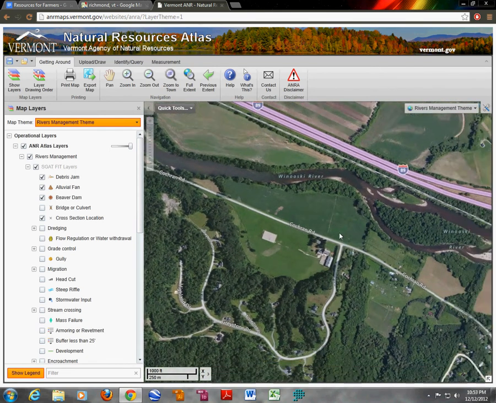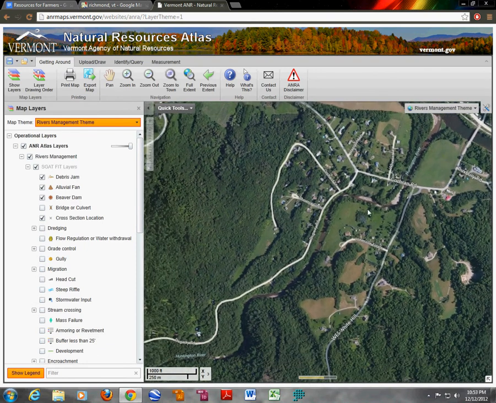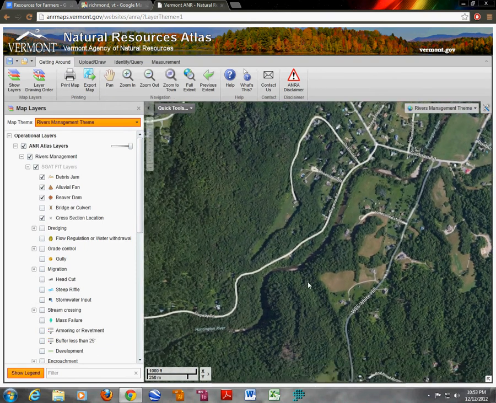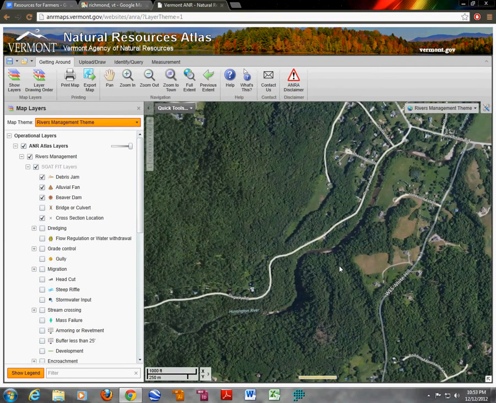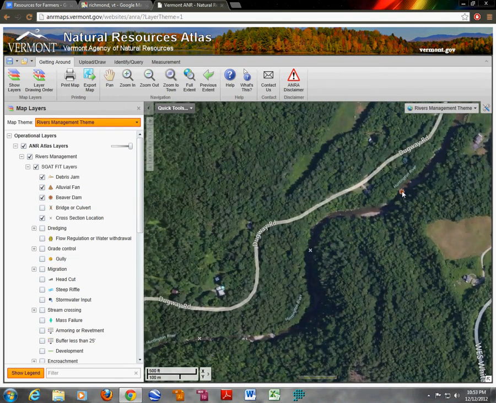But maybe if we go down here by a smaller tributary like the Huntington, we can see it. Something that's a little annoying about this mapper is you have to be zoomed in close enough for it to show up. So if you zoom in, only then will it show up. So there's a beaver dam, and this I put up. This is the cross-section location.